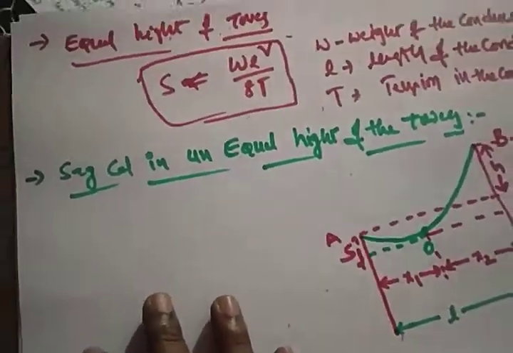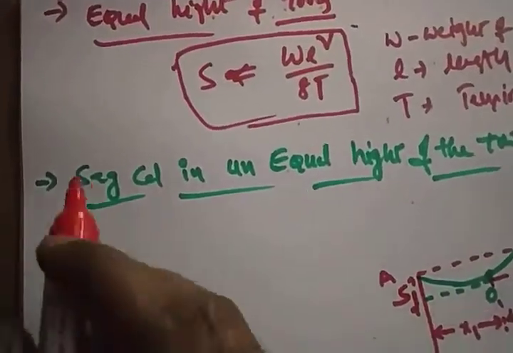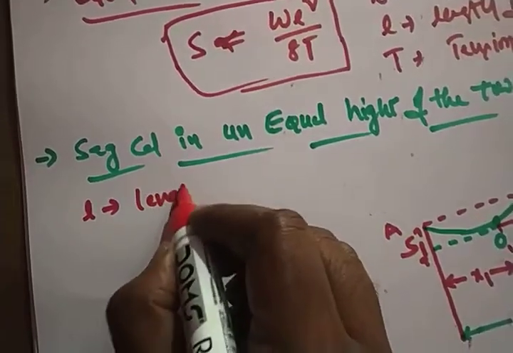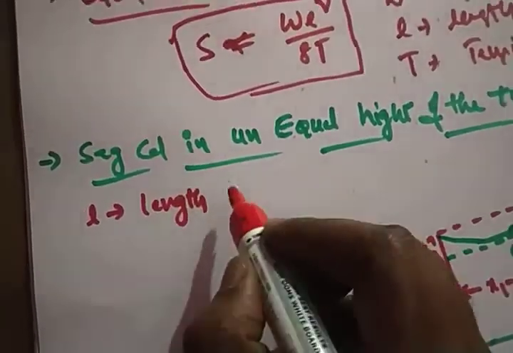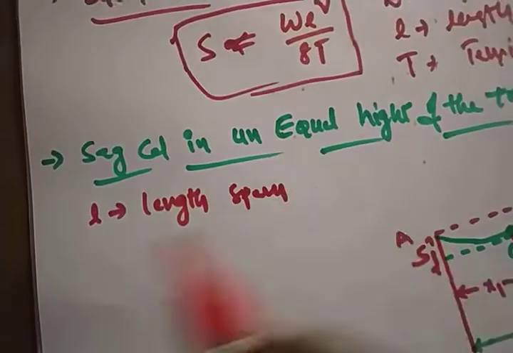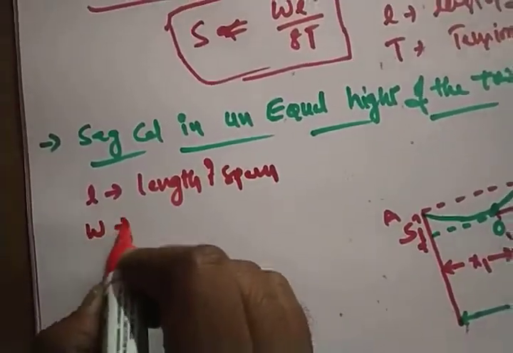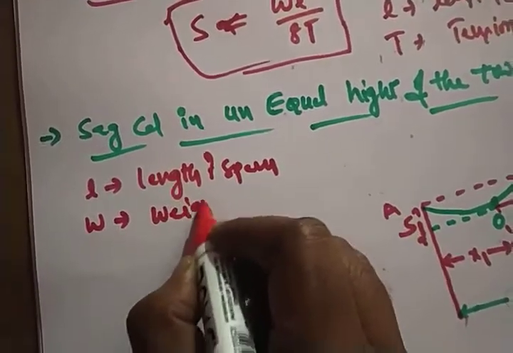Now I'll write out the equations. L is the length of the span, and W is the weight of the conductor.